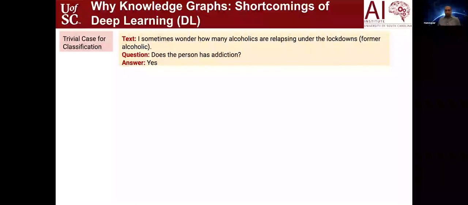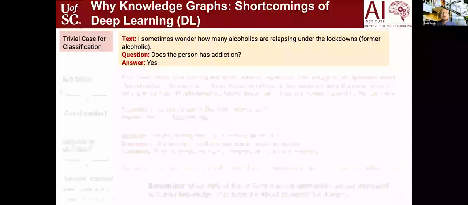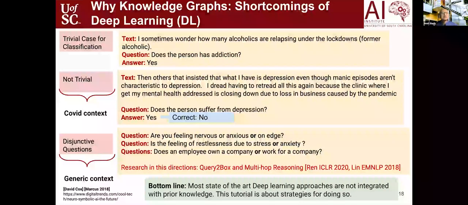Now, in this tutorial, we are really focusing on how knowledge graphs can play, and will play in the future, a very significant role in improving or handling the shortcomings of deep learning. So in a very simple case, here we are presenting some examples from question answering. If you have text that you just see there, and a question, in this case, a deep learning algorithm would answer correctly, the answer would be yes.